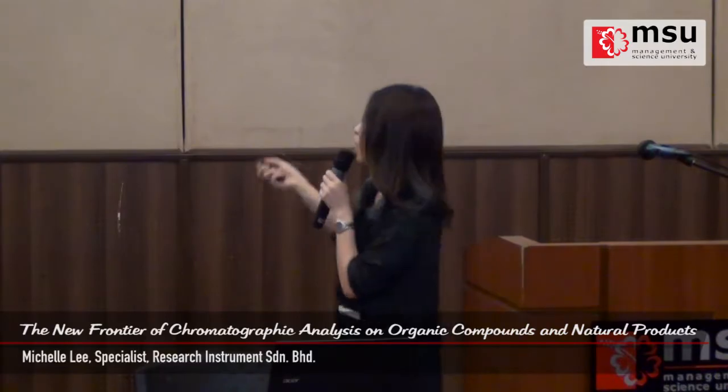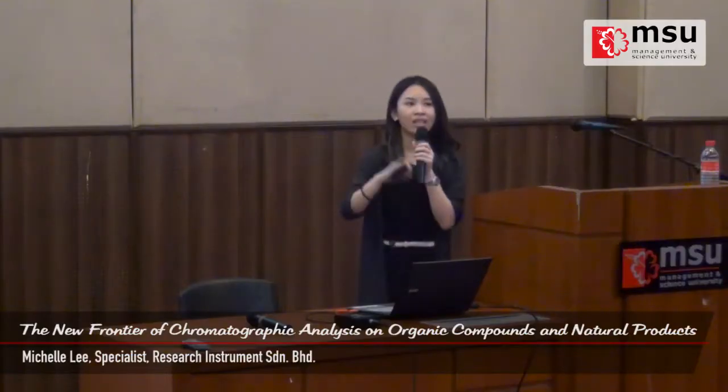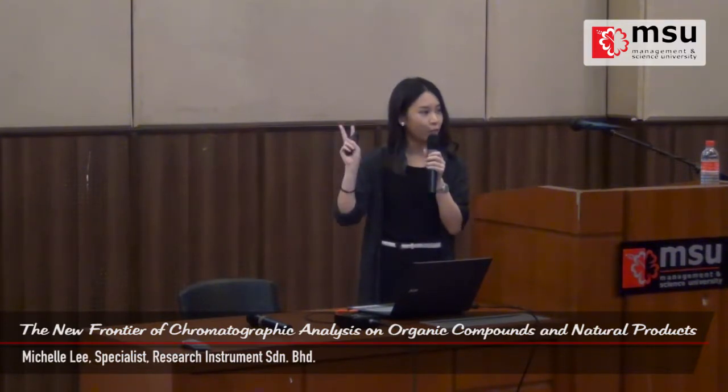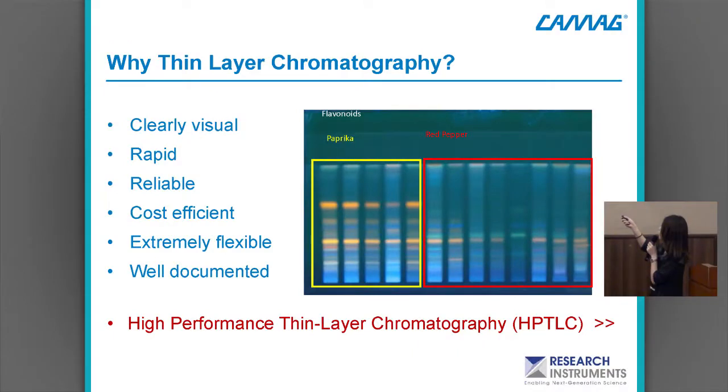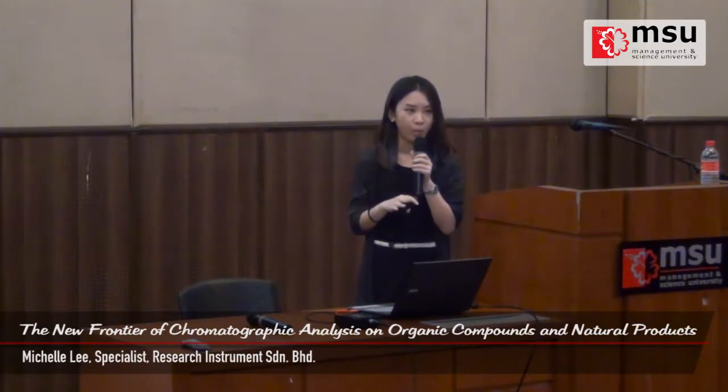Alright? So if you look at the paprika, this is actually a paprika sample, and then this is a red pepper sample. Perhaps by one glance, you can quite differentiate their fingerprint. Okay, I'm not sure whether you can or not. But if you look at this paprika, you have this very intense orange band, which is absent in the red pepper. So you can slightly see the trends and categorize your sample plant.